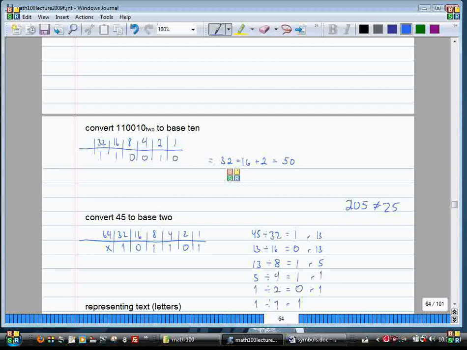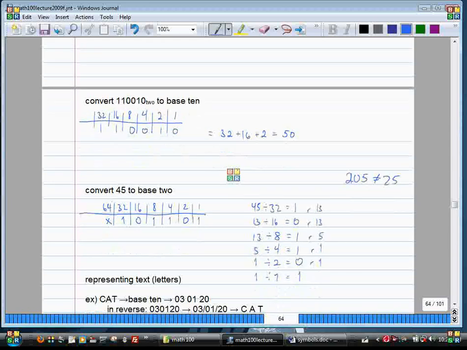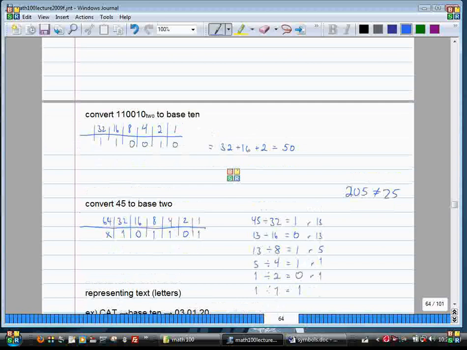Okay, so let's talk a little bit about numbers here. Next, what about text? How does a computer handle letters? Let's take the word cat. In base 10, how would you represent the word cat as numbers? What would C be?